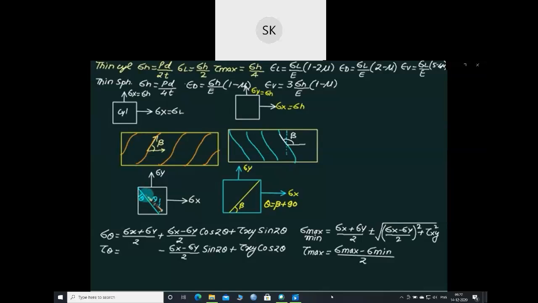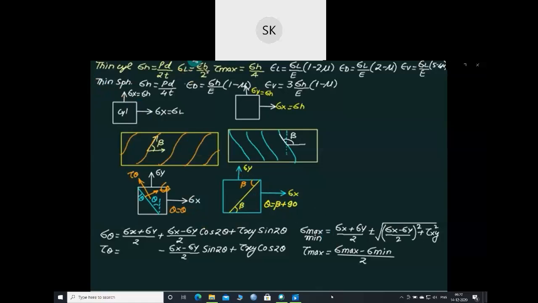Because basically we are interested in this plane. This value is sigma theta, which is normal to this plane, and this value is equal to tau theta. When you have to find out this plane, that plane is inclined at beta plus 90. So that is why you have to put beta plus 90. This beta and this beta are the same beta. If the diagonal is made like this, then you take theta equal to theta. Don't change your equation. If the diagonal is made this way, then add 90 and solve the problem.